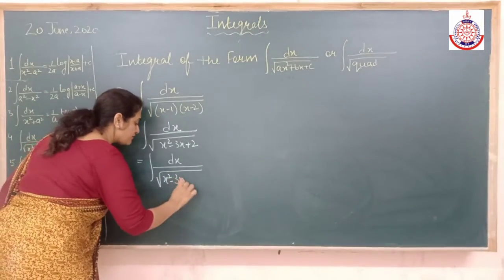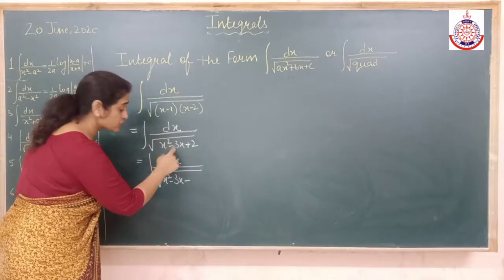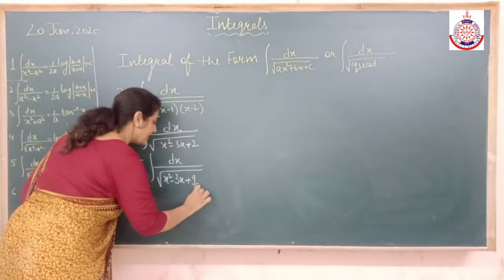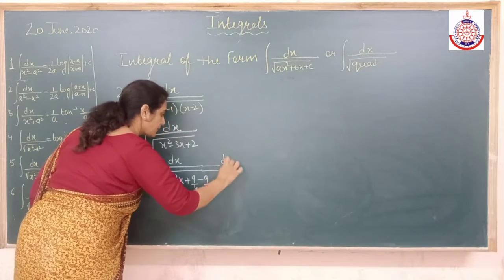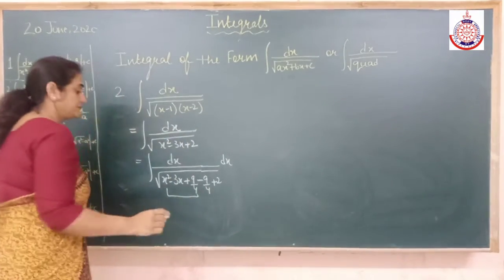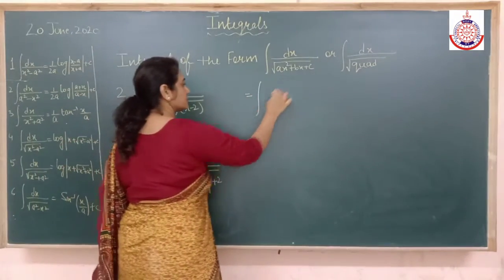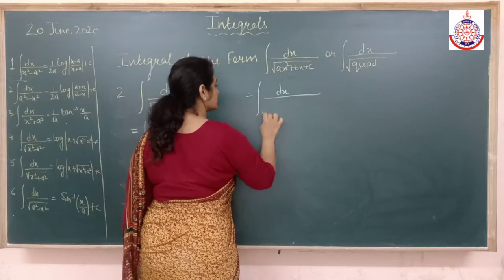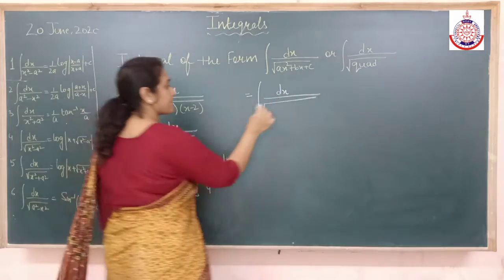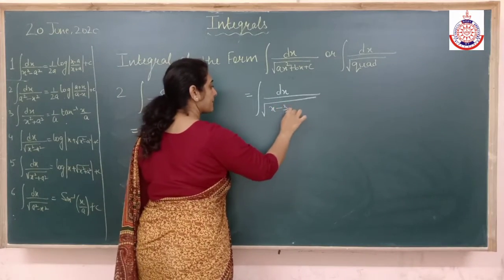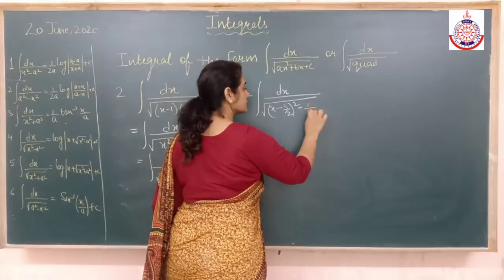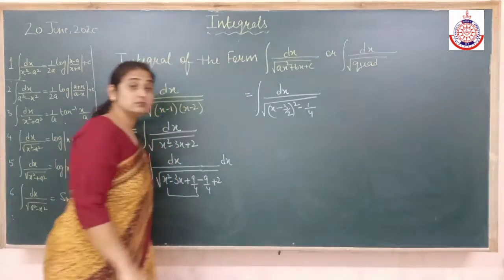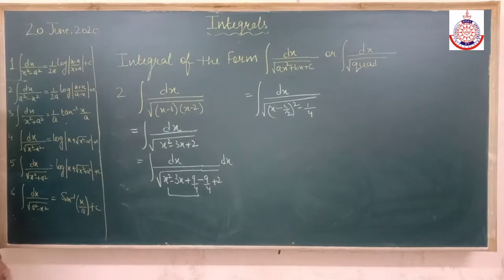The half of the coefficient of x, squared: 3/2, minus 3/2, its square is 9/4, 1 to be added. The first three terms, whole square, which form? I can correlate 1 upon under root x square minus a square.